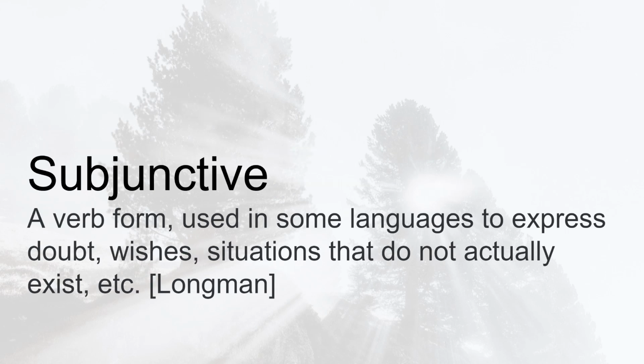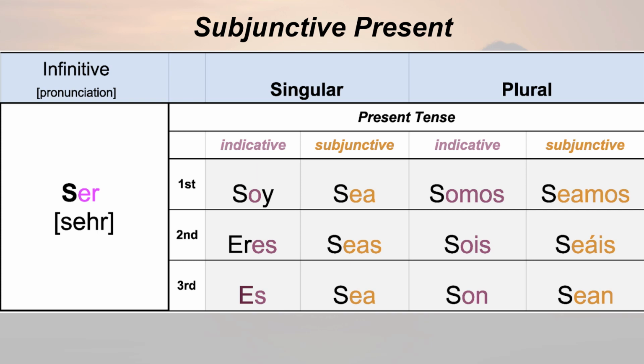Another definition of subjunctive is a verb form used in some languages to express doubt, wishes, situations that don't actually exist, etc. To put it simply, indicative is for indicating facts, and subjunctive is for assumptions that are not facts yet. Here's a comparison chart of indicative and subjunctive present tense of the verb ser. As we have already discussed, subjunctive takes a different form.